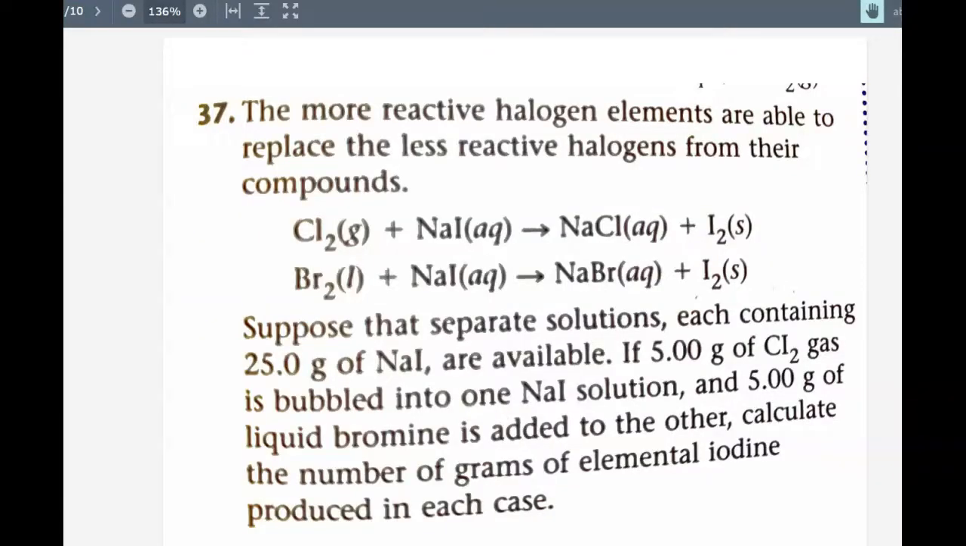Okay, finally we have 37, which is basically asking us which one's going to be more effective at making iodine, chlorine gas or bromine gas. For both cases, we're going to start with 25 grams of sodium iodide and 5 grams of the halogen. So 5 grams of chlorine, 5 grams of bromine. But we're going to have to figure out limiting reagents on both, because in one of them, sodium iodide might be in excess, and in one of them, the halogen might be the excess. So let's do it.